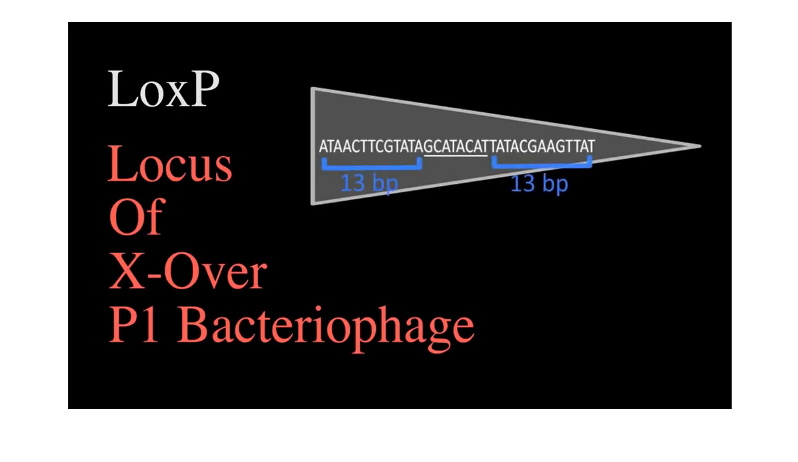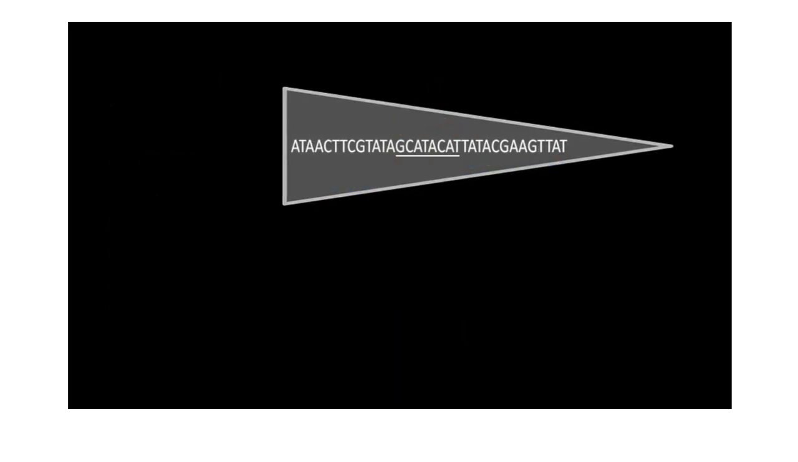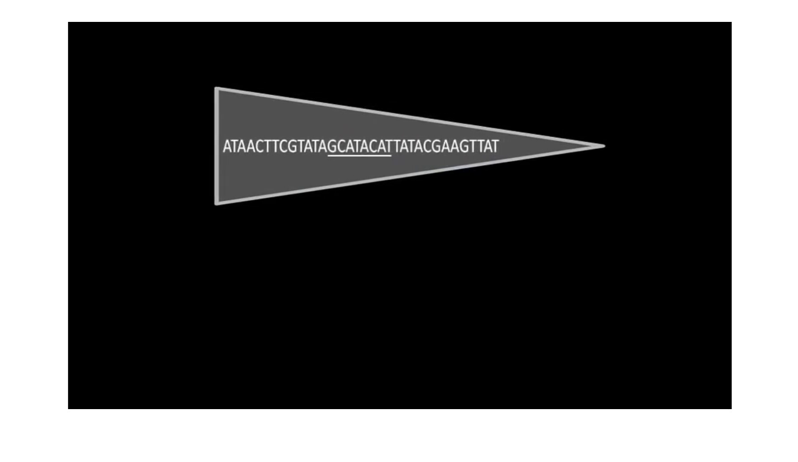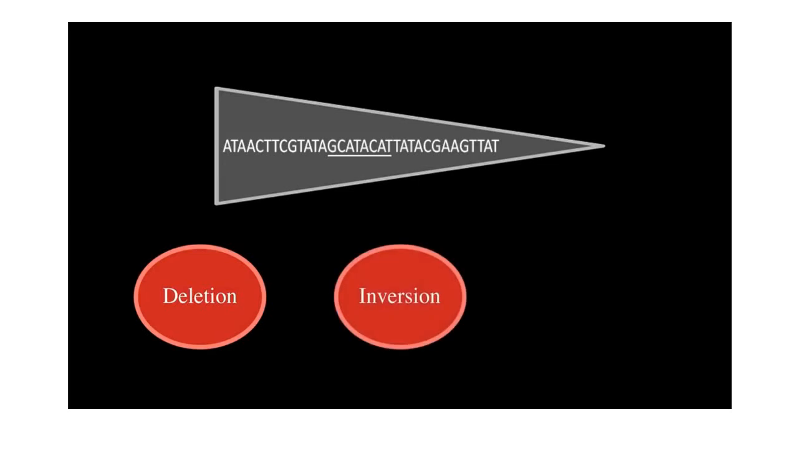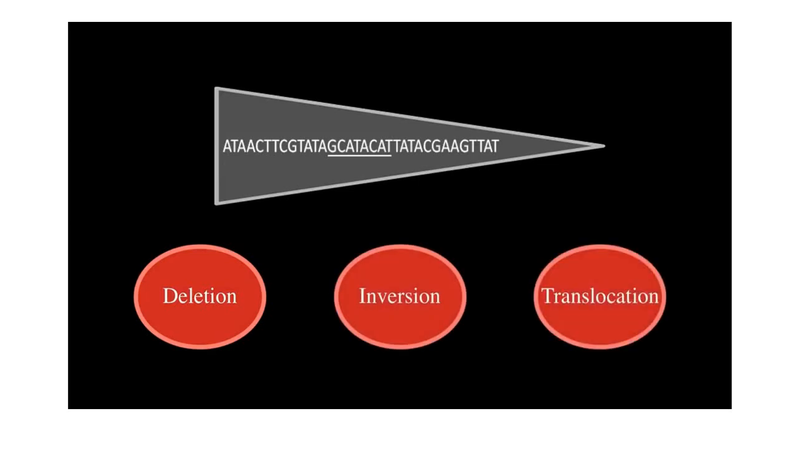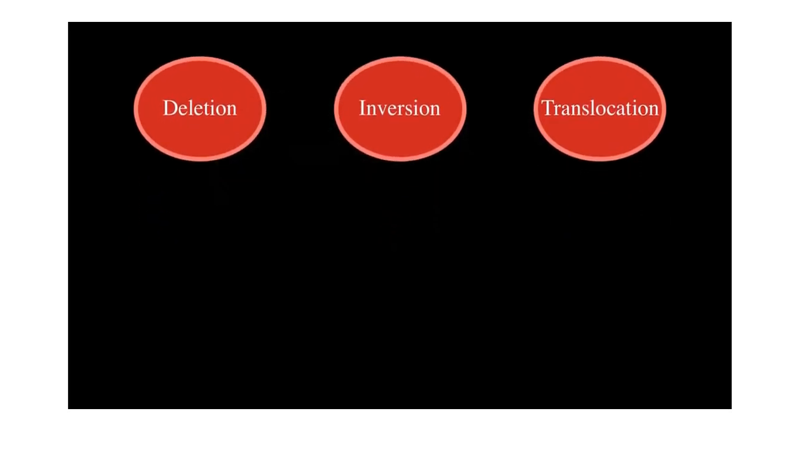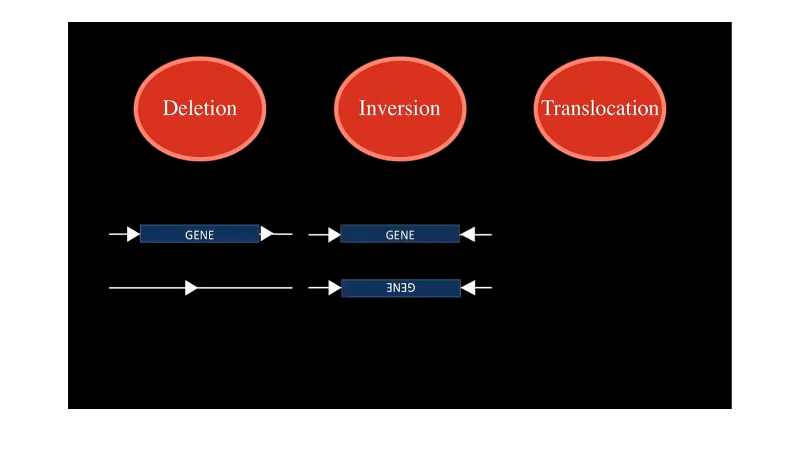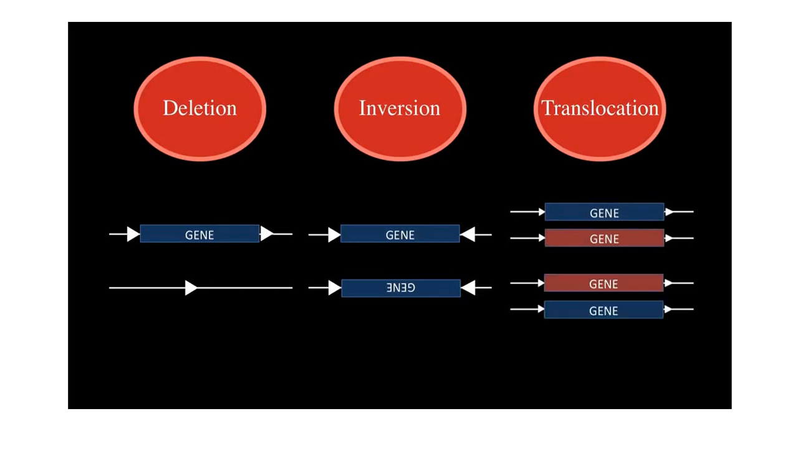This includes two symmetric 13 base pair sequences and an asymmetric 8 base pair sequence. Because of the asymmetry of the LOXP site, Cre recombinase can either catalyze a deletion, inversion, or translocation of the genetic sequence between the sites, depending on the orientation of these LOXP sites. LOXP sites going in the same direction results in deletions. LOXP sites going in opposite directions can result in inversions. Interchromosomal recombination can also result in translocations.